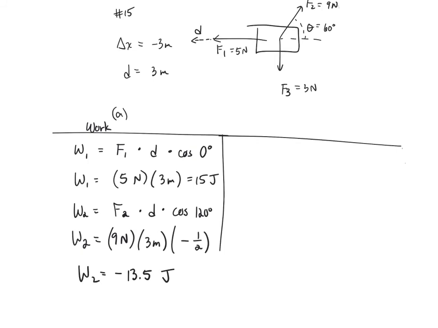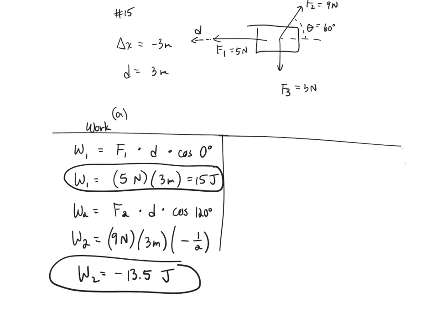So here's the work done by the first force. Here's the work done by the second force. So far, which is winning the battle? The first force, right? Someone was confused as to why it's 120. That is because it's the angle between the force and the direction of motion.